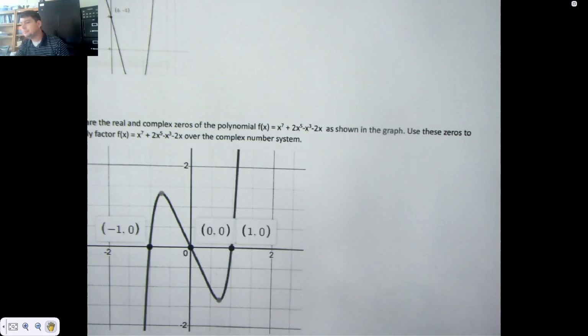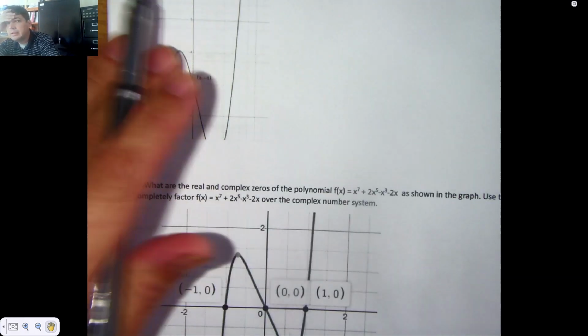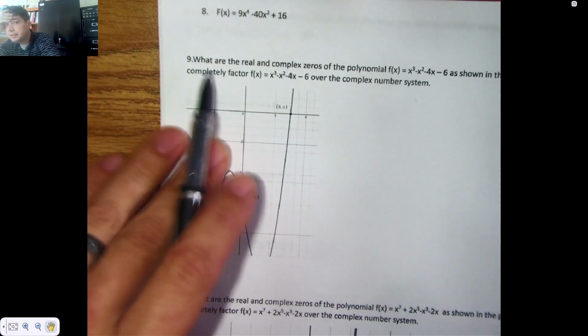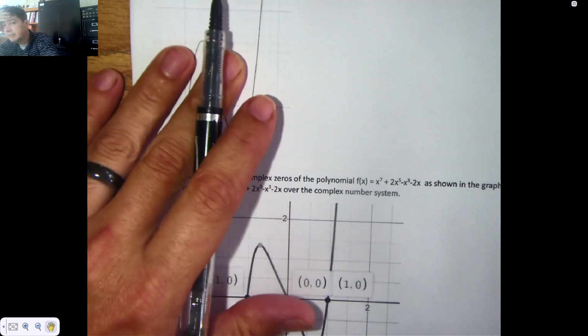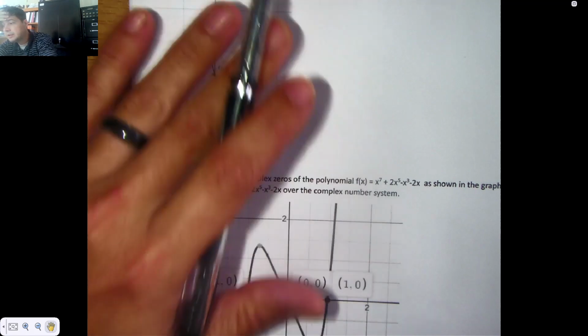All right, so number 9 is straight out of your textbook. It's a pretty easy example. I made up 10 to help you figure out 9. So how I do 10 is basically how you do 9. Pretty simple.